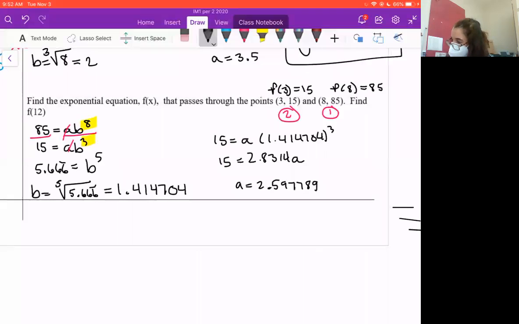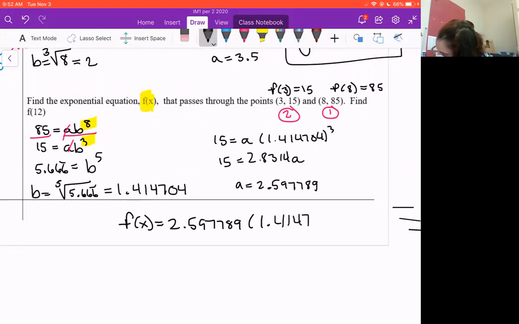I can write the equation. This equation is called f of x, though. It's not wrong to write y equals, but since it says f of x, I'm going to call it f of x equals A times B to the x. And you see what I mean about this one not being as pretty. Didn't change the way we did it. We did it the exact same way. It's just not as pretty because of the longer decimal values.